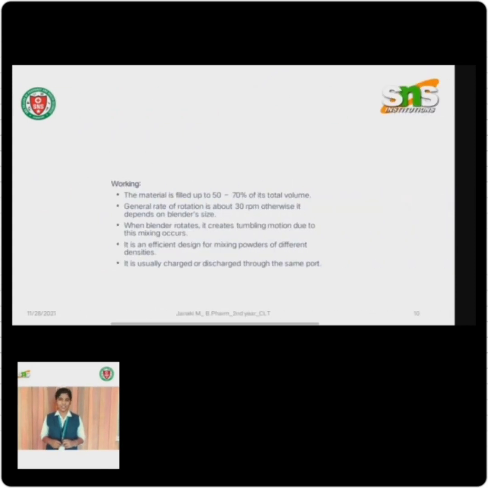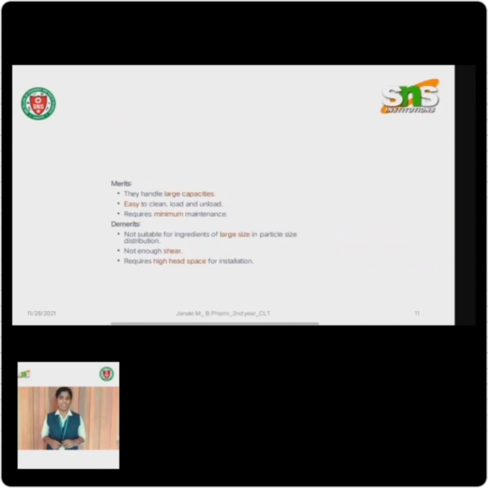Working. In the double cone blender, 50 to 70% is occupied by the material to be blended. It rotates at 30 rpm speed. The tumbling motion is produced, which causes the mixing. Charging and discharging of the material is through the same port only.